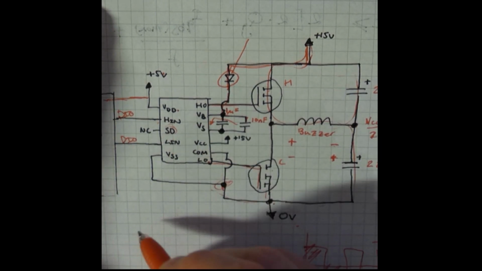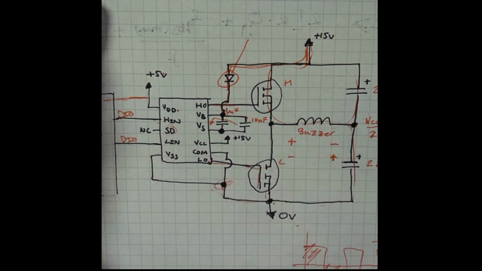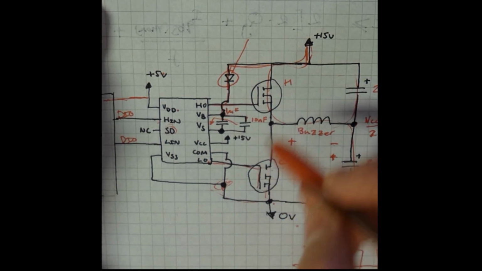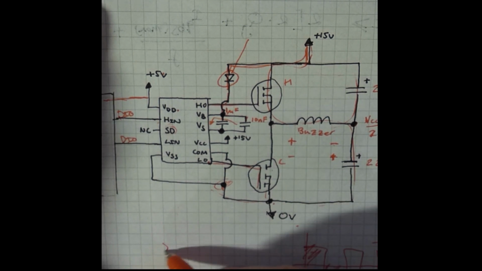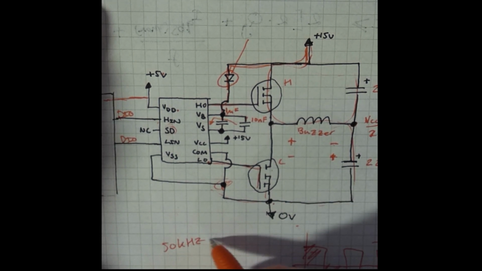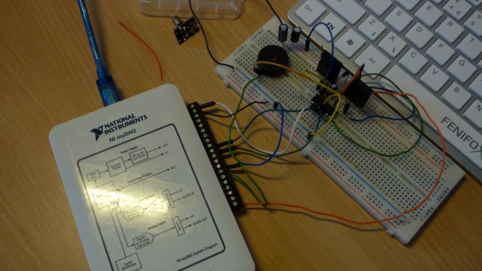So SD is the shutdown pin. And a little bit of information about a Tesla Coil is that they run at quite high frequencies, so in the range of 50 kilohertz all the way up to 1 megahertz.